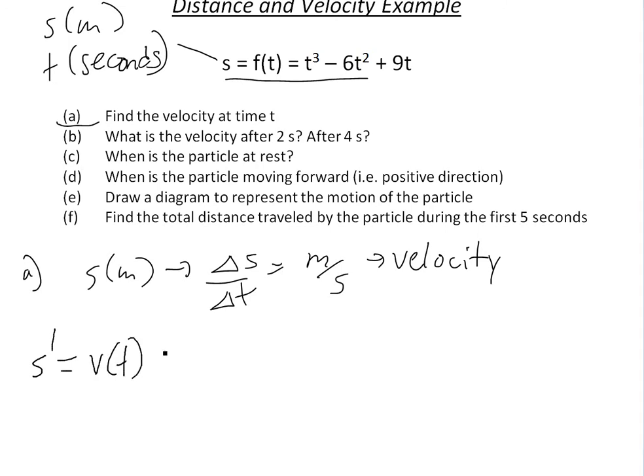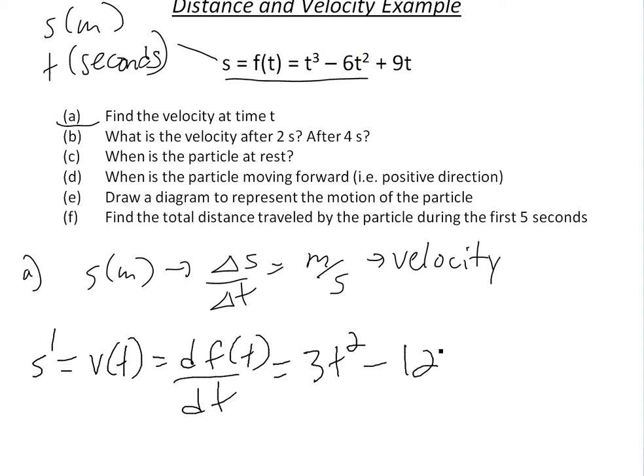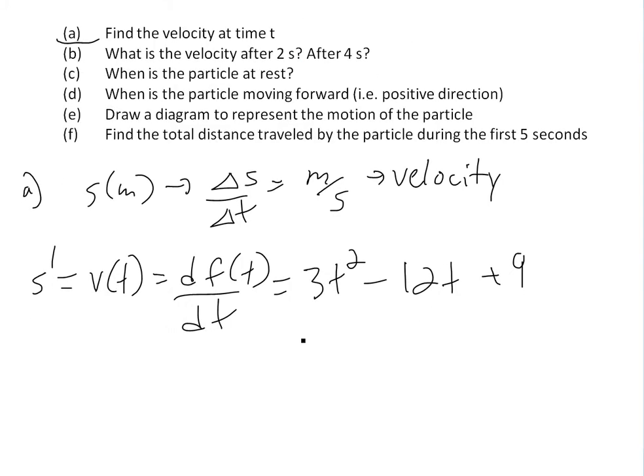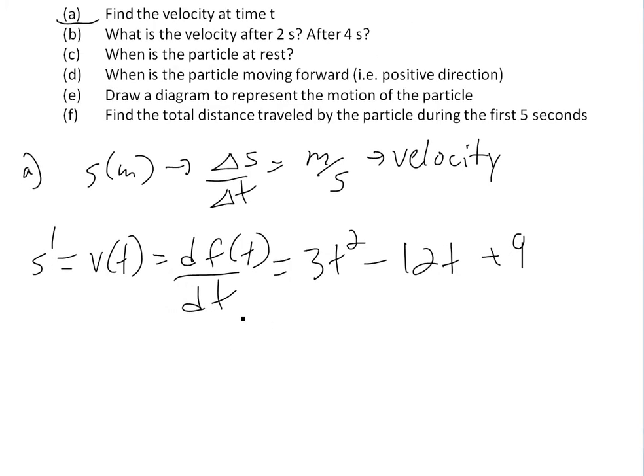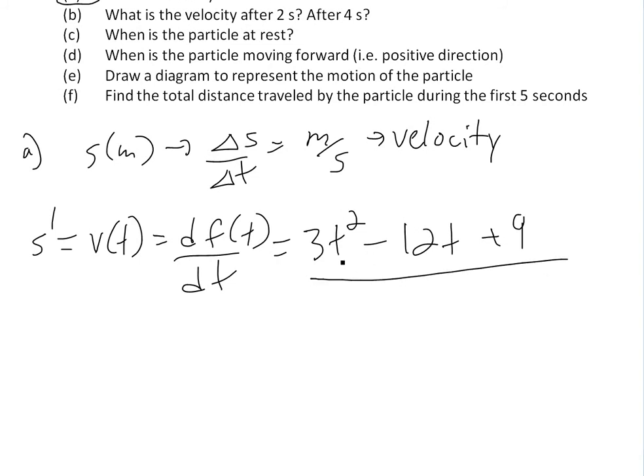So this instantaneous velocity is just going to be equal to the derivative of the function we have, ds over dt. And if we solve it using the derivative rules I showed, the power rule, we bring the 3 down and subtract 1 from the exponent to get 2, and 2 times 6 is 12, plus 9. The derivative of 9t is just 9. So there's our velocity.